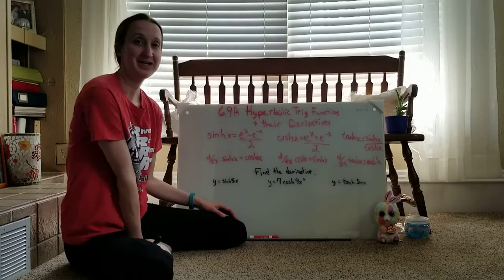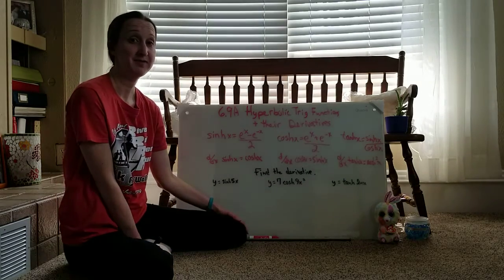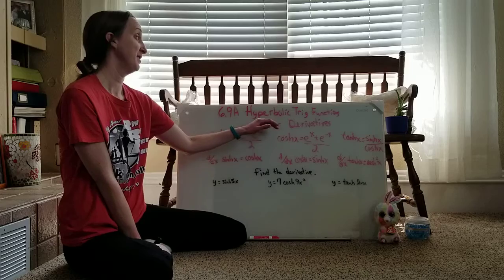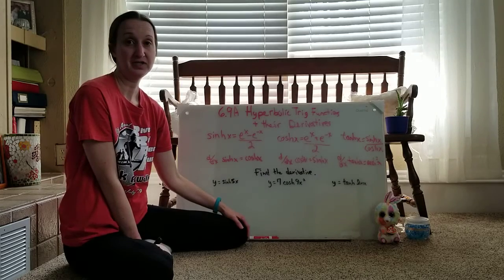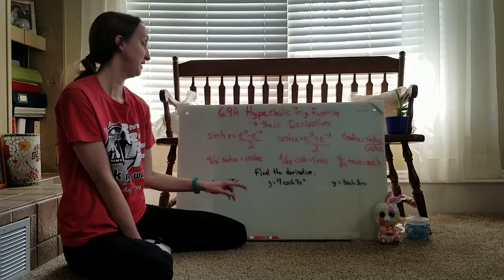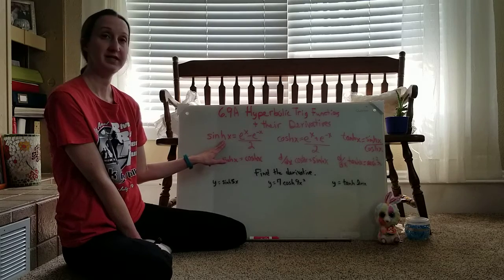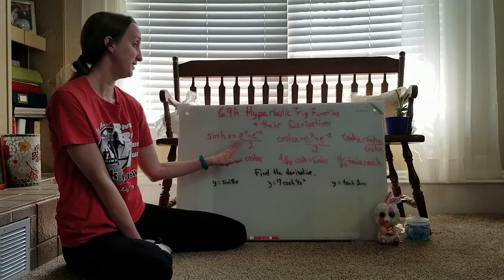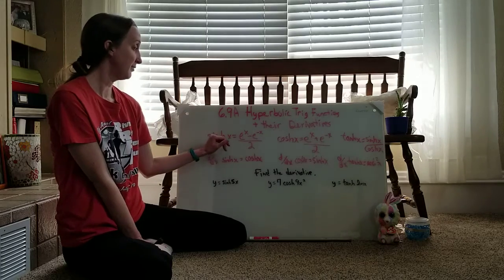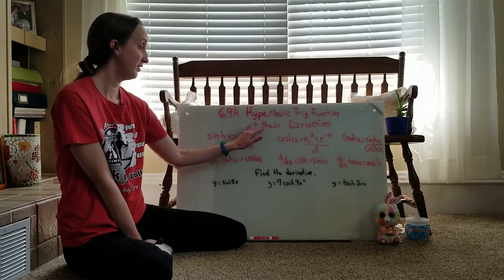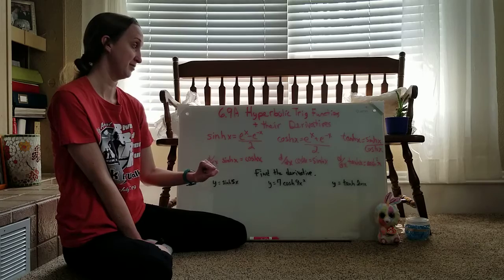Section 6.9a, that's the last lesson of chapter 6. We have something called the hyperbolic trig functions. The way we note that is it looks like sine, but there's an H which stands for hyperbolic. Here's the definition. So the hyperbolic sine is really this function made up of some exponentials.